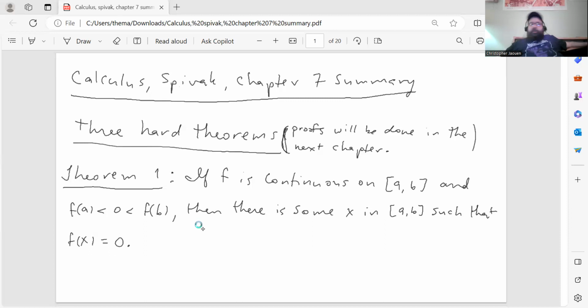So let's go ahead and just read through what the theorems are first, and then we'll look at the theorems that he proves using these three theorems. We'll look at those in a minute.